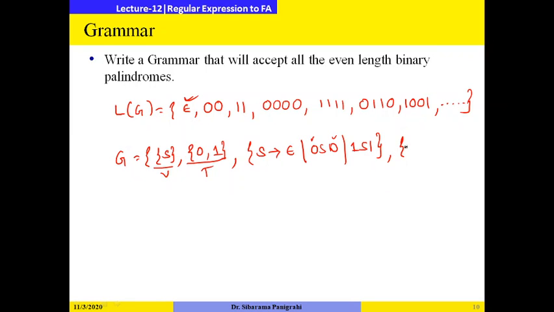So here what you will get? Here you will get S, the start symbol. So these are the productions P, and this is the start symbol S.